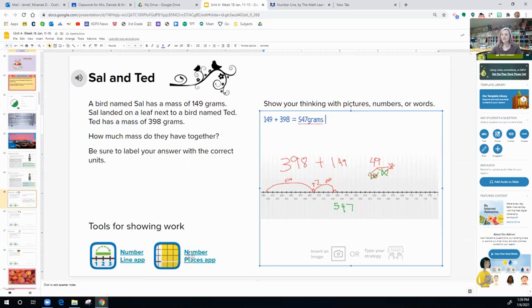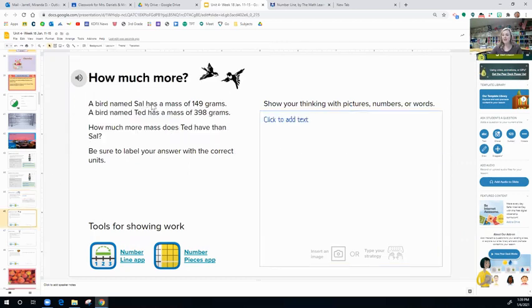All right. You could have also used a number pieces app to build it with the hundreds, tens, and ones blocks, or you could have drawn a picture and placed that in here with your camera and your journal. All right, the next one says, a bird named Sal has a mass of 149 grams, and a bird named Ted has a mass of 398 grams. I feel like we just did that. How much more does Ted have than Sal? So we would take Ted's and subtract Sal's.